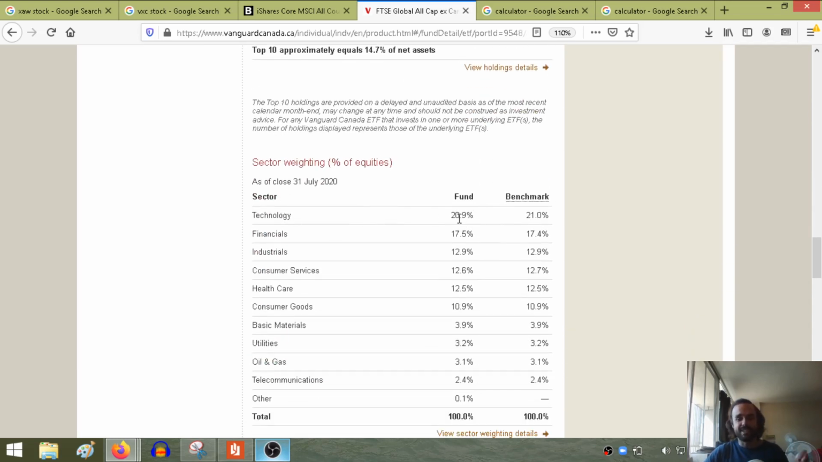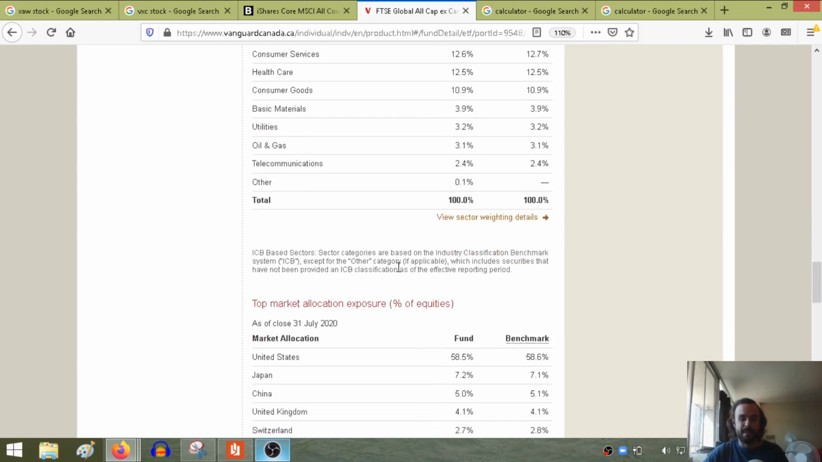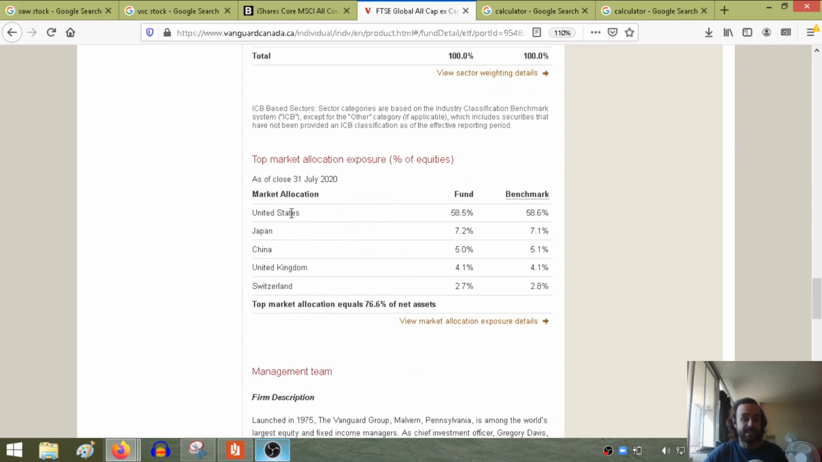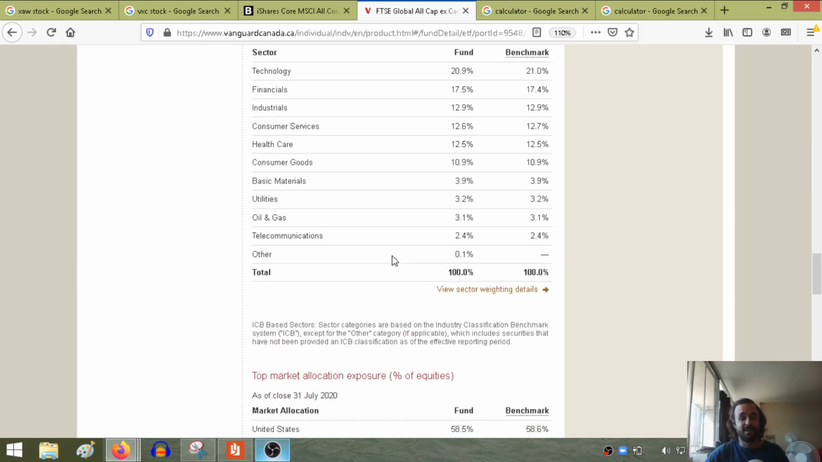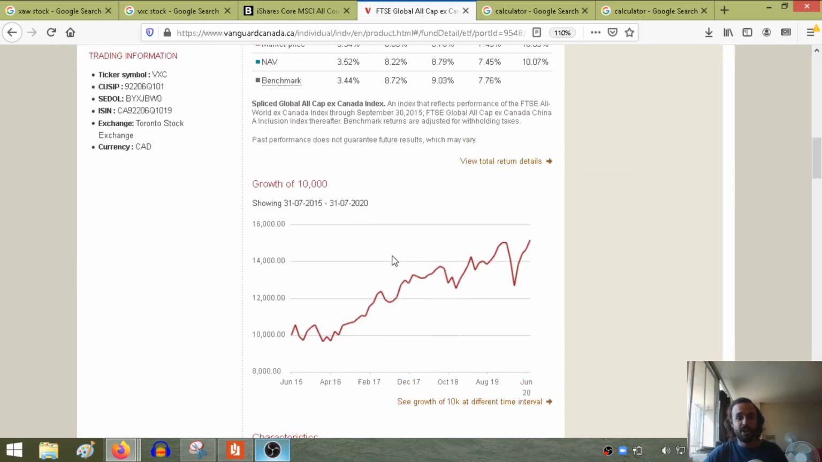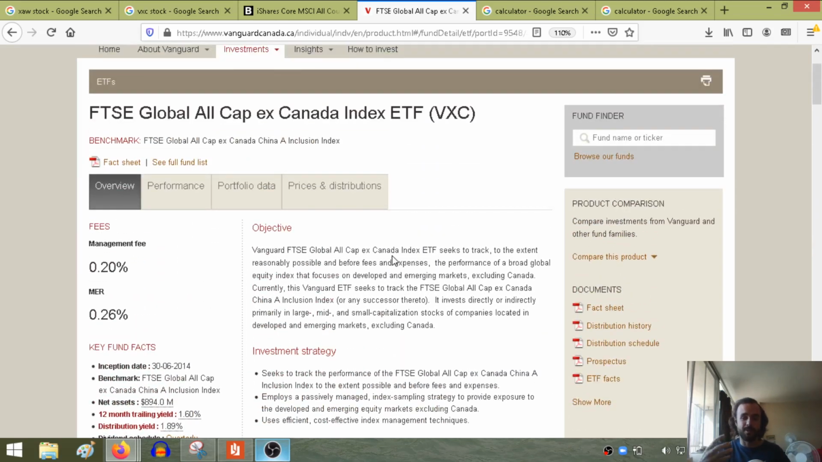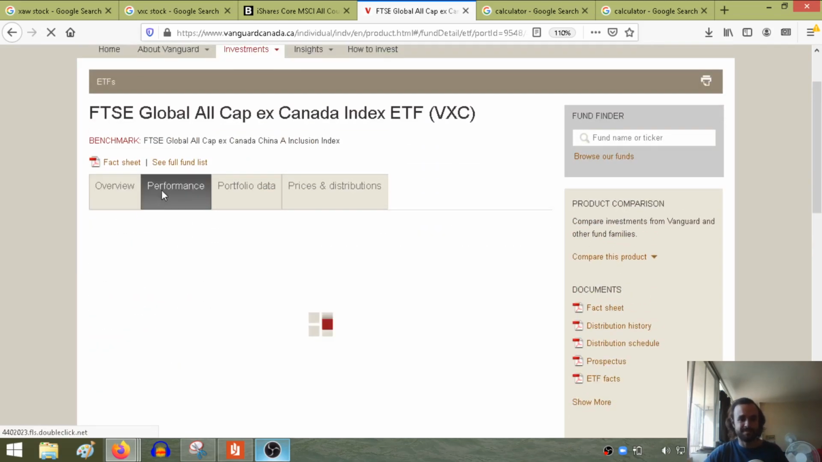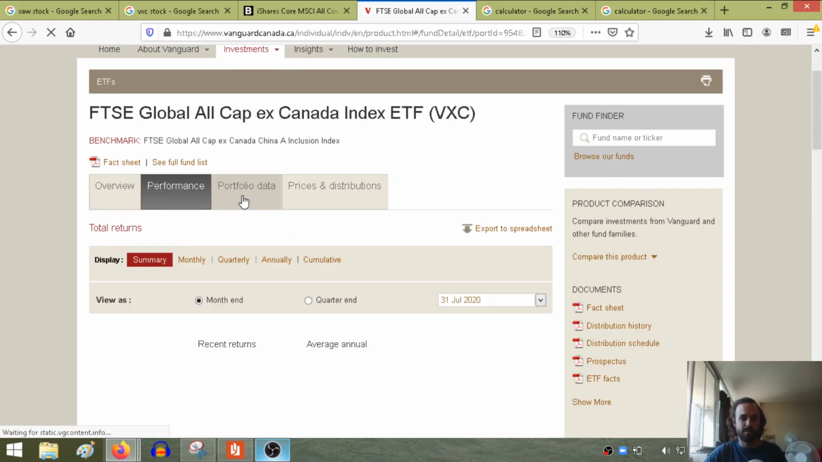And the sector weights: technology 20%, financial 17%, industrials 12 or 13%, consumer discretionary 13%, healthcare 13%, and the countries that it's allocated in: US, Japan, China, UK, Switzerland, extremely similar to the other one. So, when you break down to what they're tracking, a lot of it is the same stuff. So over time, you get better at identifying these things. We have covered that performance.